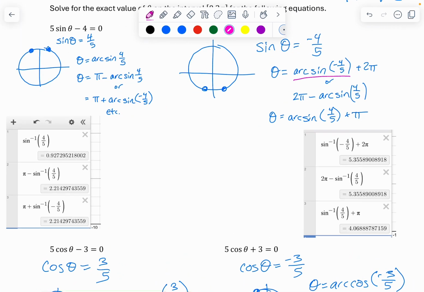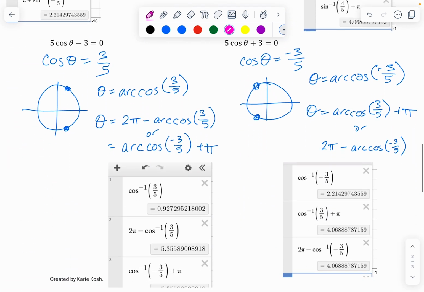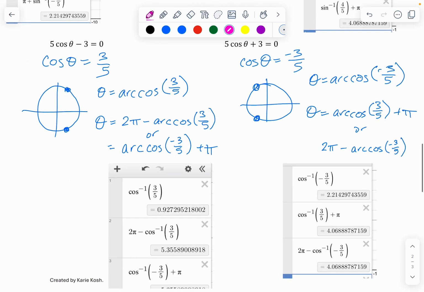Okay. And then I said, well, what happens with the same idea, same exact situation, but now let's look at cosine. Cosine will be positive in quadrants 1 and 4. Cosine will be negative in quadrants 2 and 3. But arc cosine only gives us an answer in quadrant 1 and quadrant 2. So I found this one, arc cosine of 3/5. That gives me this particular answer.